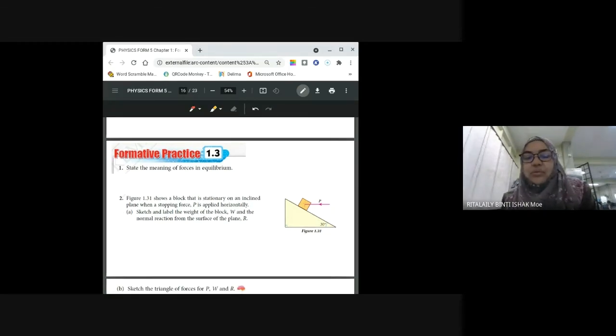Okay. So let's look at number 2. Macam mana saya nak suruh you all jawab nak lukis kat sini? Figure 1.31 shows a block that is stationary on an inclined plane when a stopping force P is applied horizontally. Sketch and label the weight of the block W and normal reaction from the surface of the plane R. So macam mana saya nak suruh awak lukis? Since saya tak boleh suruh awak lukis kat sini, saya lukislah.